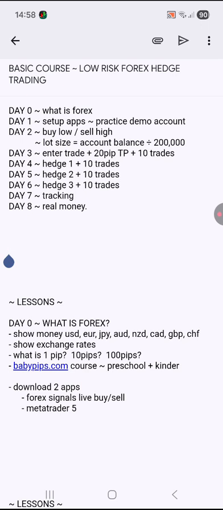Day 5, we're going to look to see the trades that profited, and the ones that did not profit, we're going to set a hedge level 2. And we're going to place 10 trades with hedge level 2.